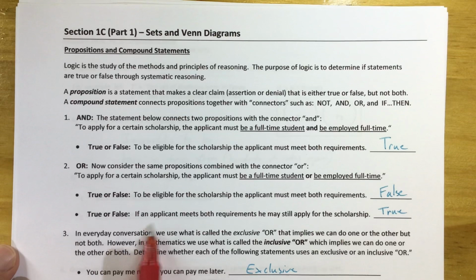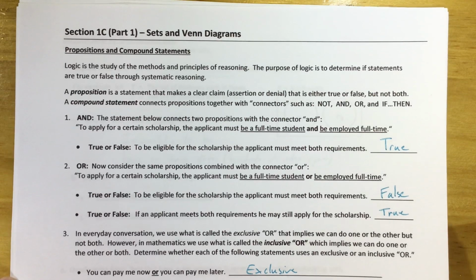Okay, true or false? If the applicant meets both requirements, he may still apply for the scholarship. Yeah, of course you can, right? And then some of that is, think logically, like, oh, you're overqualified, so you're not allowed to apply for the scholarship. That really doesn't make sense in the context.